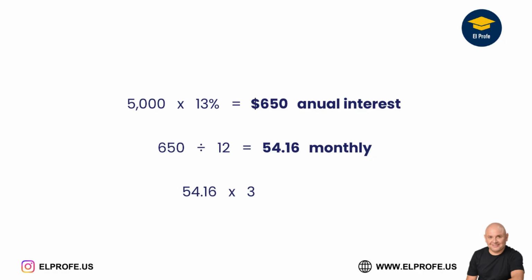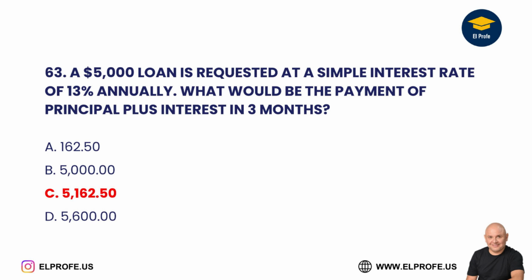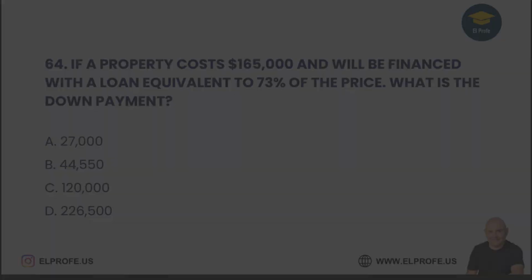Now, take $54.16 times 3 months, which equals $162.50 in interest. Finally, add the $5,000 principal. The answer is C. Be careful. There is an answer that only says $162.50, which is just the interest. Be careful with that.